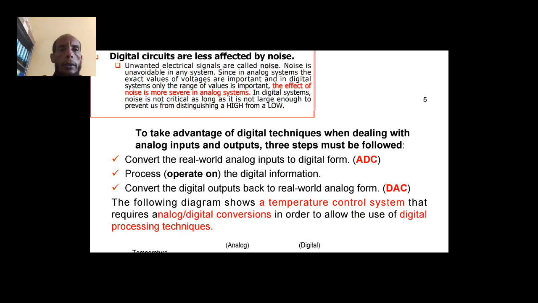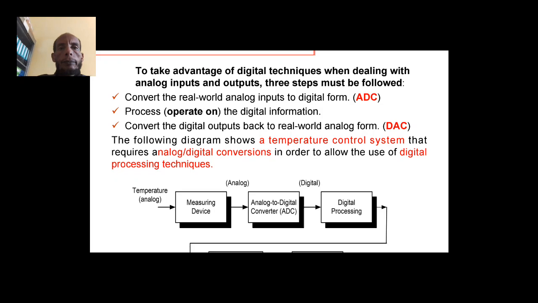Process operate on digital information. What can be operated on digital signals? We have to verify such types of information. Convert the digital output back to real world analog form, because the digital signal converted from analog input must again be converted into a digital to analog signal, because the real world in our environment is most of the time analog, as we have seen before.